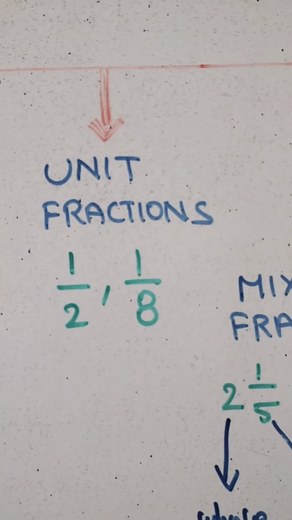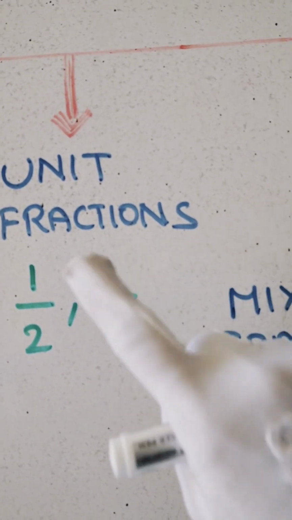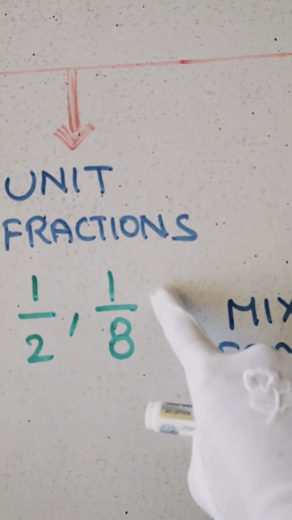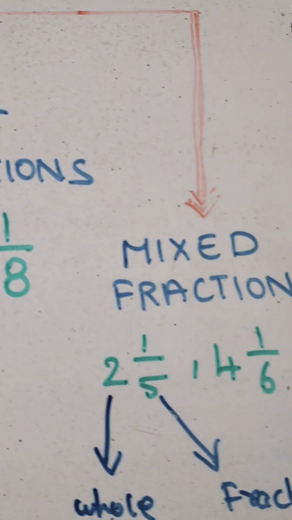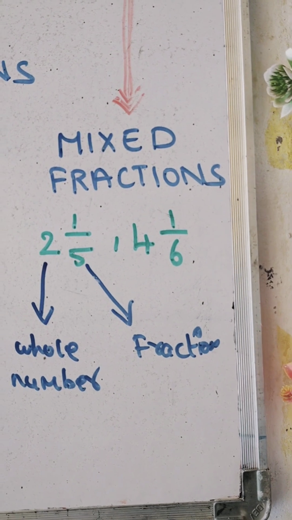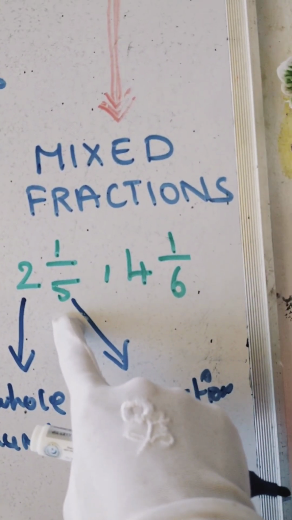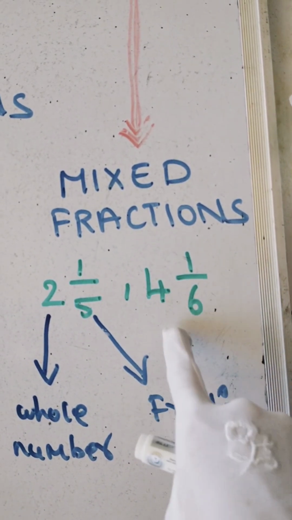Then we have something called a unit fraction. Unit fractions are those fractions in which the numerator is 1. Always 1. The numerator is always 1. 1 by 2, 1 by 3, 1 by 7, 1 by 8, like that. Then we have something called a mixed fraction. A mixed fraction is made up of 2 parts: a whole number part and a fraction.